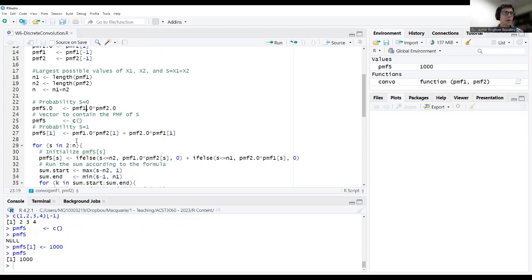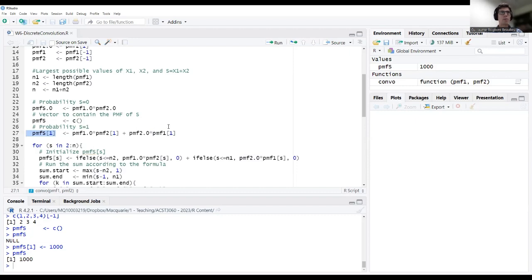Okay, but now PMFS1, this is the probability S equals 1. What is this? Well, it should be easy. It's the probability either X1 is 0 and then X2 is 1, so probability of X1 is 0 times probability X2 is 1, or the probability that X2 is 0 and X1 is 1. Okay, so you add those two quantities. This gives you the probability that S equals 1.